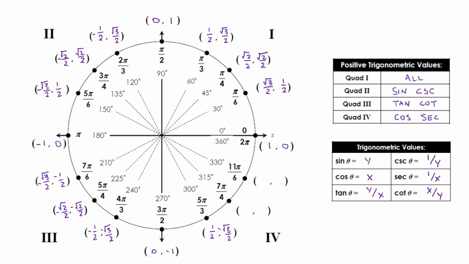All right, 315 has a reference angle of 45, so the point for 45 is square root 2 over 2, square root 2 over 2, and then our y-coordinate is negative. And then 330 degrees has a reference angle of 30 degrees. The point for 30 degrees is square root 3 over 2, 1/2, and in this quadrant, the y-coordinate is negative. So we have now just completed the unit circle, which we will be using to help graph our trigonometric functions.